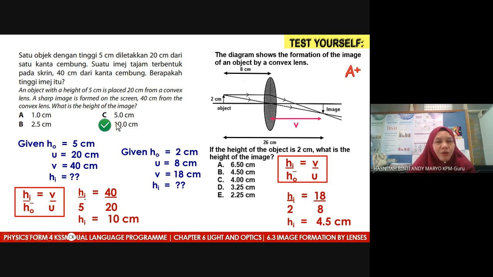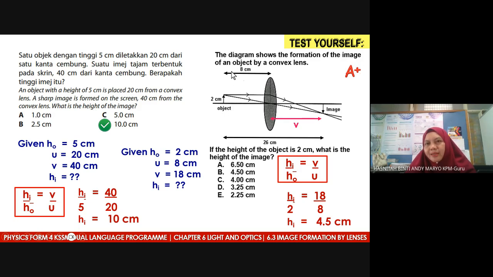So that is the answer. Now, the same kind of question: you are given a diagram showing the formation of an image by a convex lens. This is where we place the object. The height is 2 centimeters, and the object distance is given as 8 centimeters. The height of the image is what we are looking for. They don't give V directly, but you are given this information: the distance from the object to the image is 26.